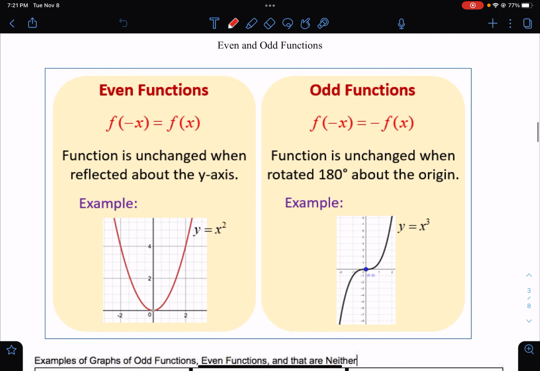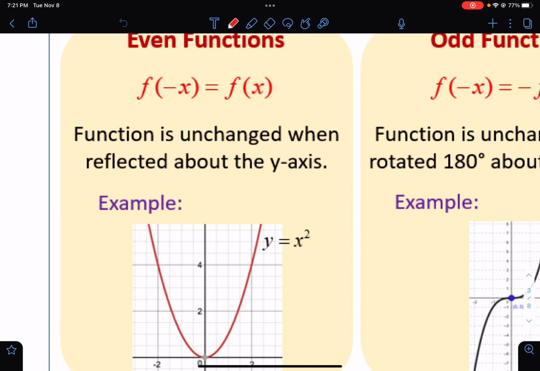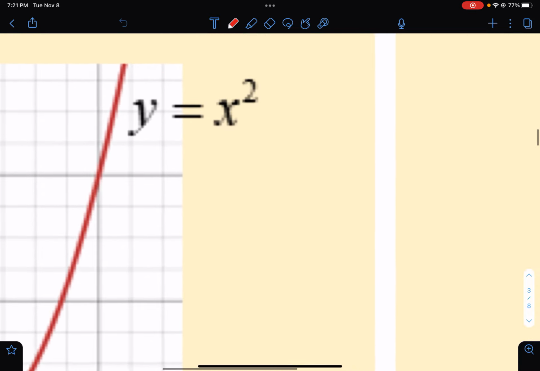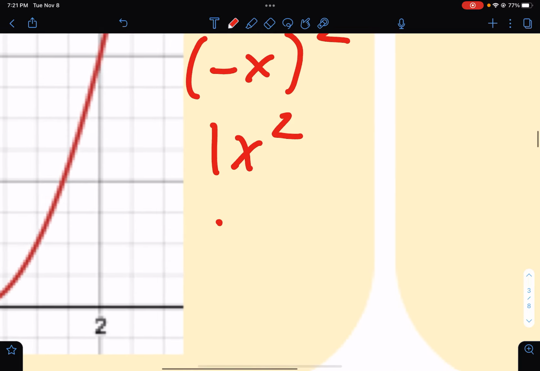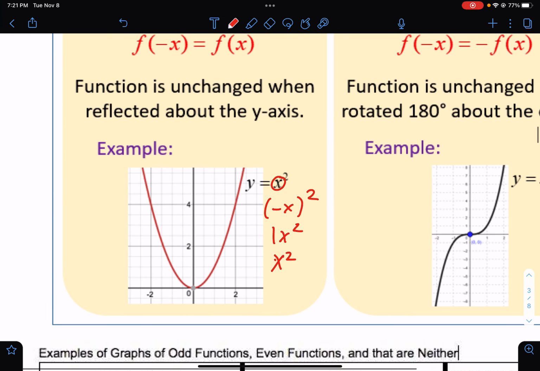Basically, for an even function, the function is unchanged when reflected about the y-axis. What this means is that when you plug in negative x to the function, you get the exact same function back. So here, if I put negative x into this function, negative x squared, that's like negative 1 squared, which is positive 1, and x squared. So that's like 1x squared, which is just x squared. We get the exact same function out, okay? So that means that function is even.